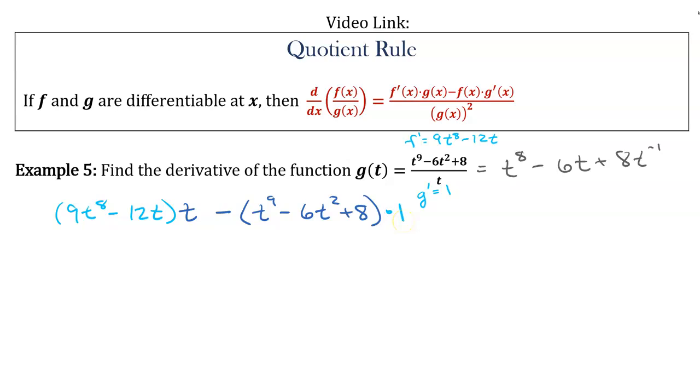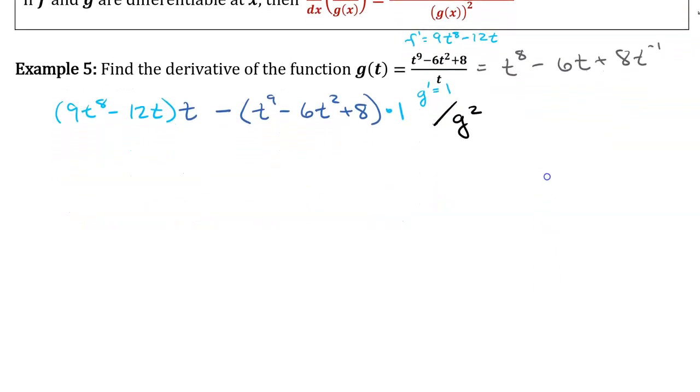Times g prime. Now, because of how long these things can get, I will, by personal preference, just say okay, and I have to divide by g squared as a personal reminder so that I can simplify my numerator as much as possible before I start worrying about my denominator. And that's just a personal preference to help me, but you can do it the other way as well. So let's go ahead and simplify this.